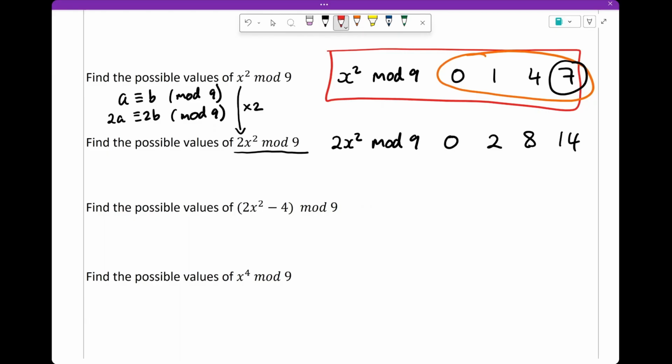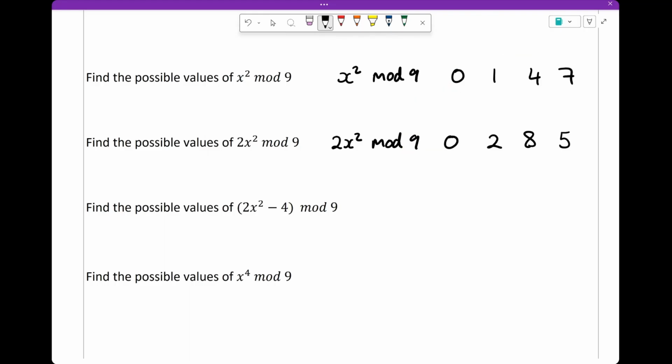However, that number is bigger than 9. Okay, so what is the remainder of 14 when we divide by 9? Well, that would be 5. So actually, I'm going to write a 5 in instead as we try to give our least positive residue, or if we're including 0, it's the least non-negative residue. So 0, 2, 8, and 5 should be our final answer to the question. Let's have a look at our next one.